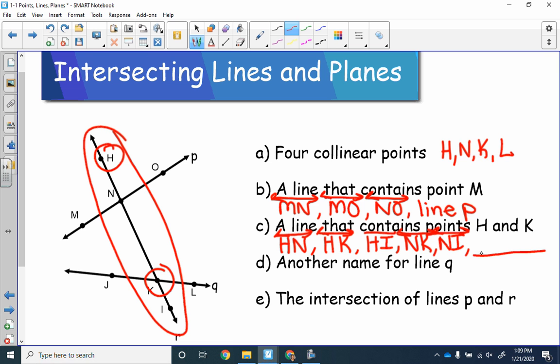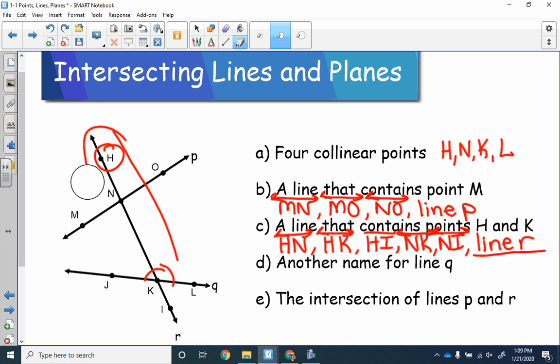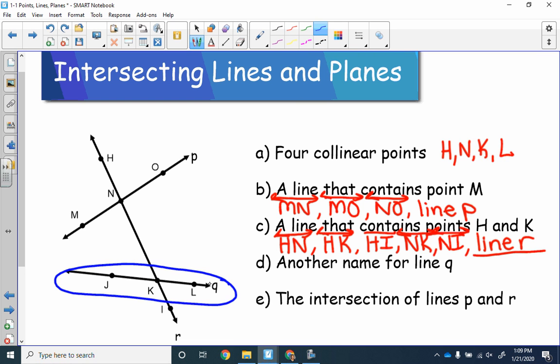The last and final one that we could do right here is line R. Line R is also down there. Another name for line Q. So when we look at line Q, here are some points. So what are 2 points that we could use for line Q? We could do J and K, so line JK. We could do KL, or we could do LJ. Those are all options for us to do.